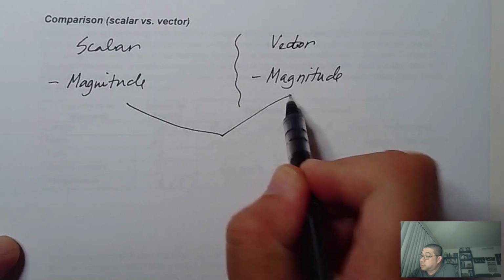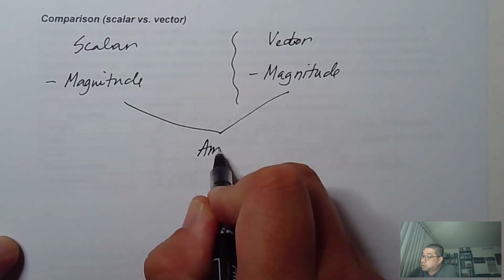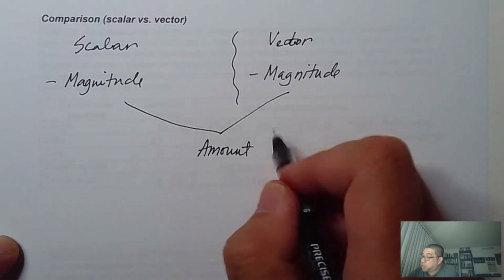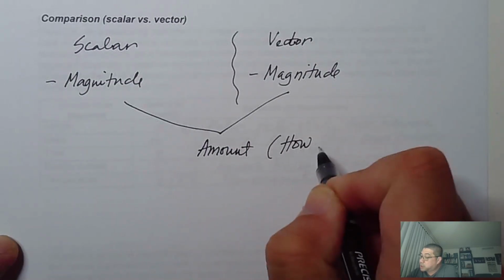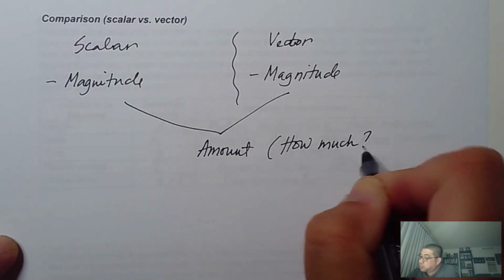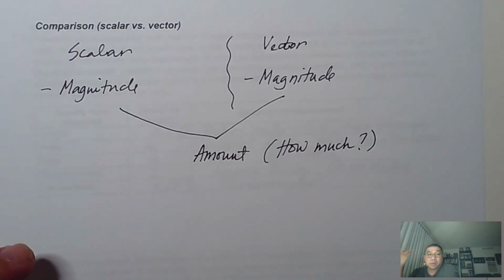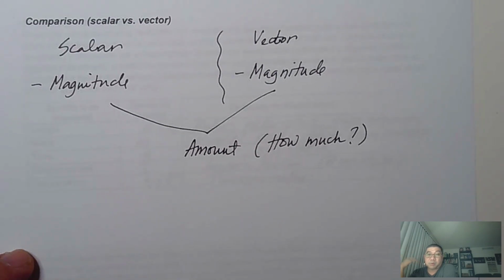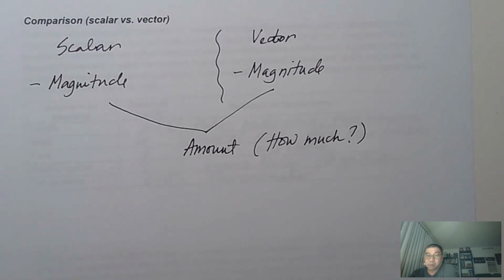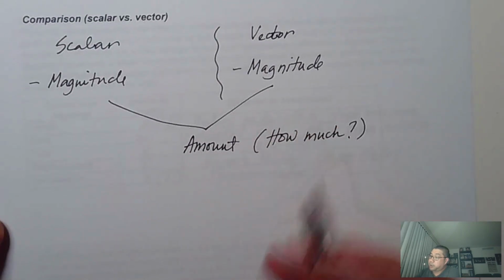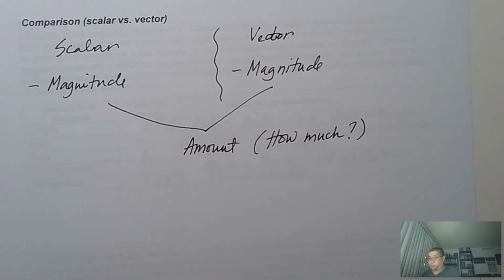Magnitude is basically the amount. So how much? It answers that question, how much. For example, how strong was the earthquake? 4.5 magnitude. Okay, so how much? How heavy? So it answers the question how much. It's the amount.